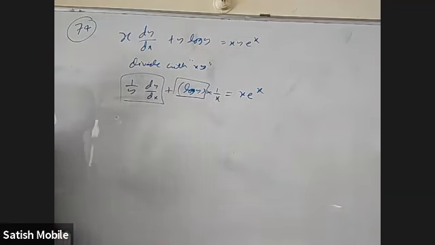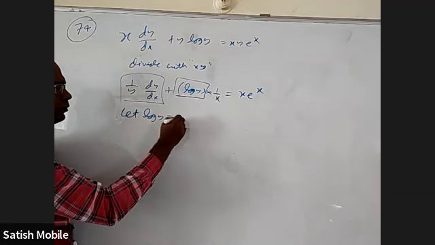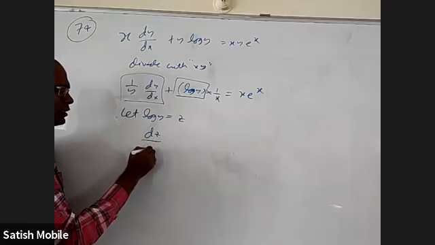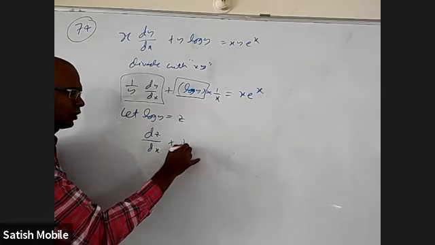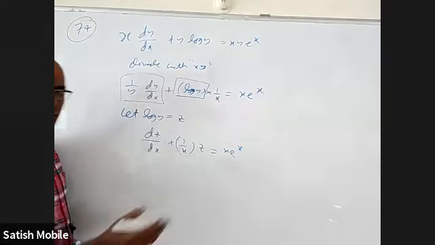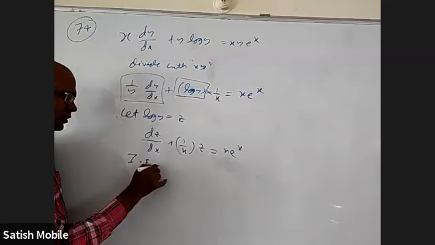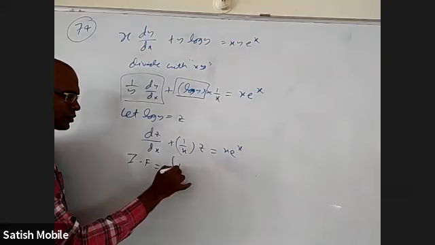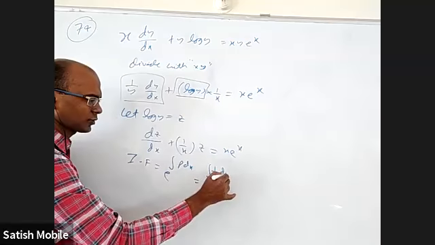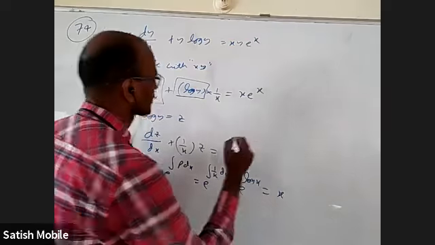So we'll take log y as z. Then this will be dz by dx. So we'll get dz by dx plus 1 by x into z equal to x e power x. So it is in the linear equation form, and our integration factor is e power integral p dx, which is e power integral 1 by x dx, which is e power log x, and e power log x is x.